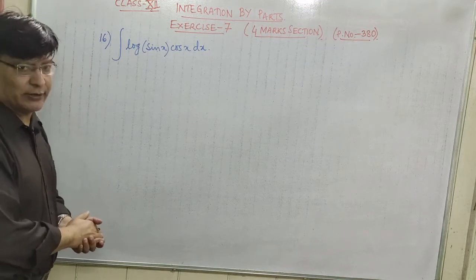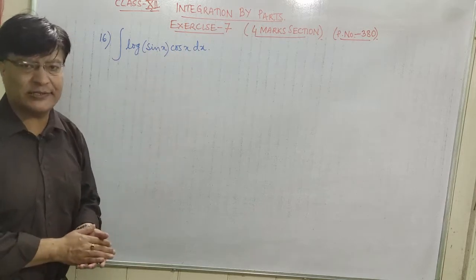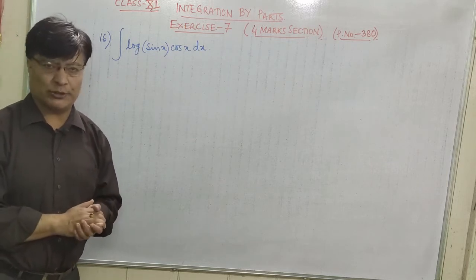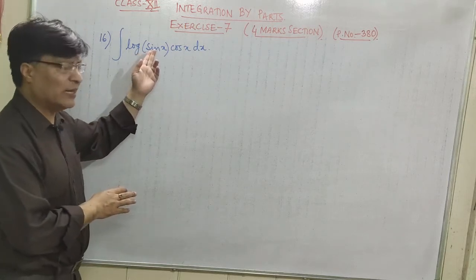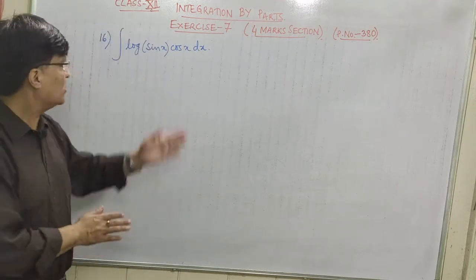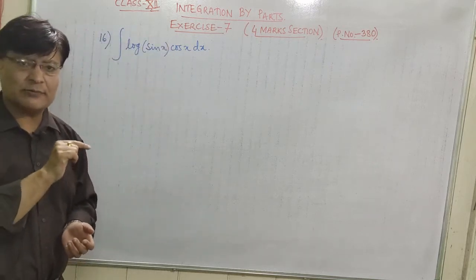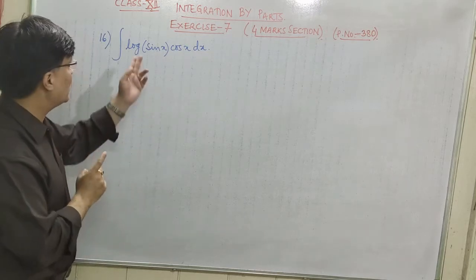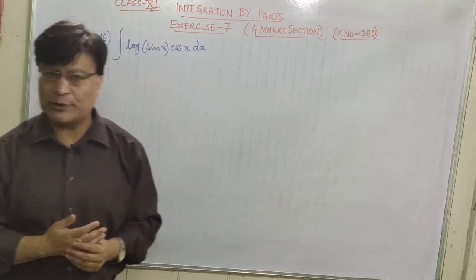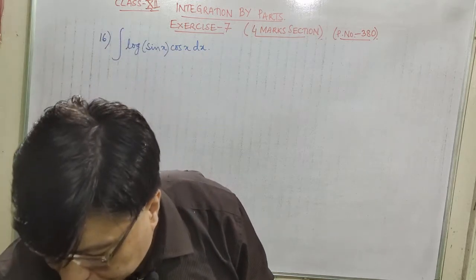So evaluate this integration. The question is integral of log of sin x, bracket close, cos x dx. So in this case also you have to do the method of substitution. That is, there is a relation between sin x and cos x. What is the relation between sin x and cos x? This sin x is within log of sin x into cos x dx, okay? That is the differentiation of sin x is cos x. So you have to assume this sin x as z. So in this case, first of all, you have to use the method of substitution and then you should do the integration by parts. So let's do this question now.